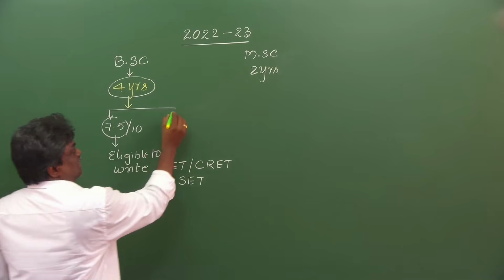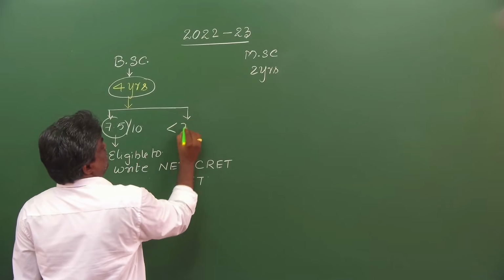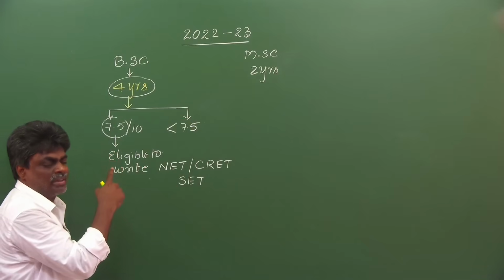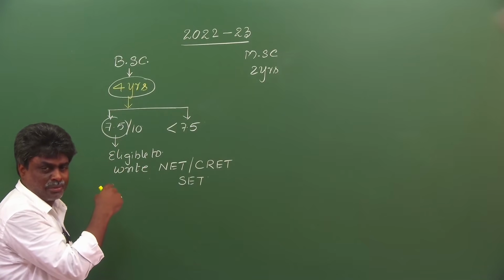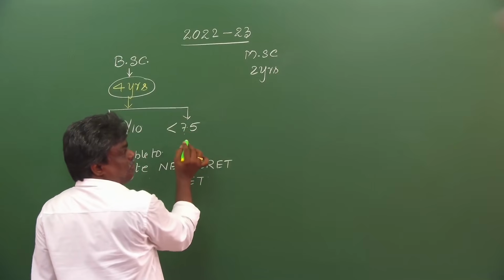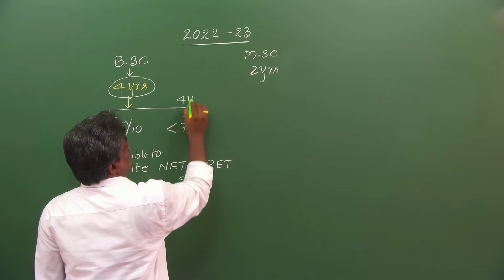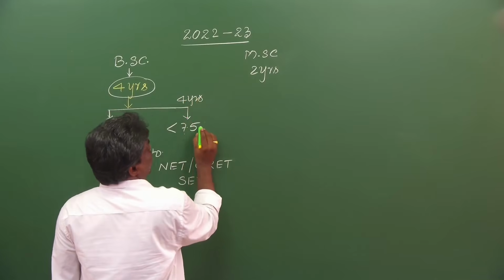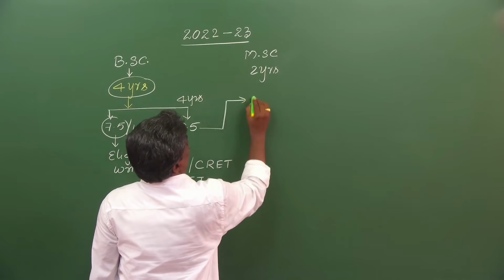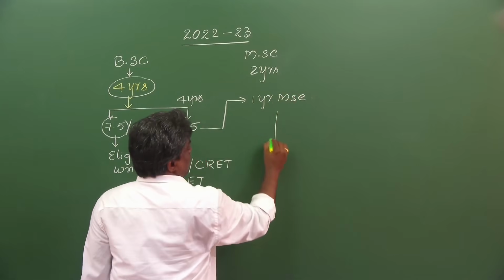Let us say they didn't get it. Then what do they have to do? They got less than 7.5. SC/ST candidates have been given a 0.5 concession, other people 7. If you got less than 7.5, then what you have to do, you know? You have already done 4 years, and those who got less than 7.5 have to do a 1 year M.Sc course and then write NET.